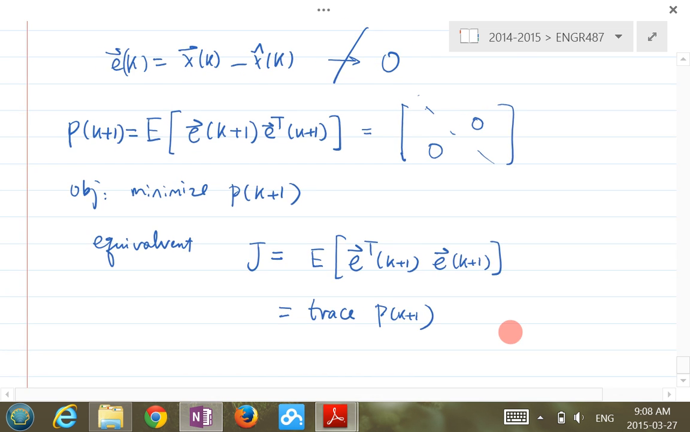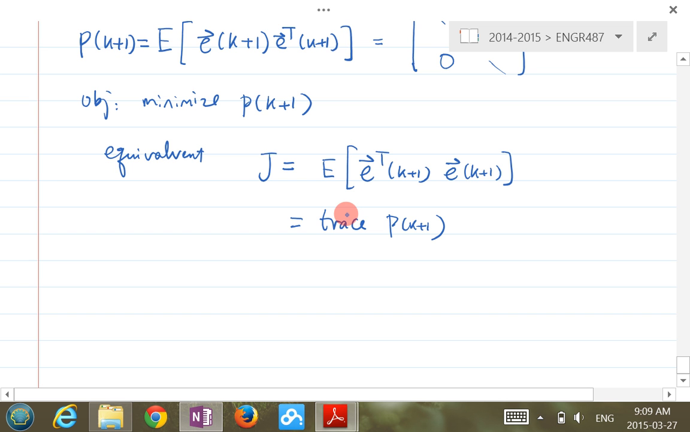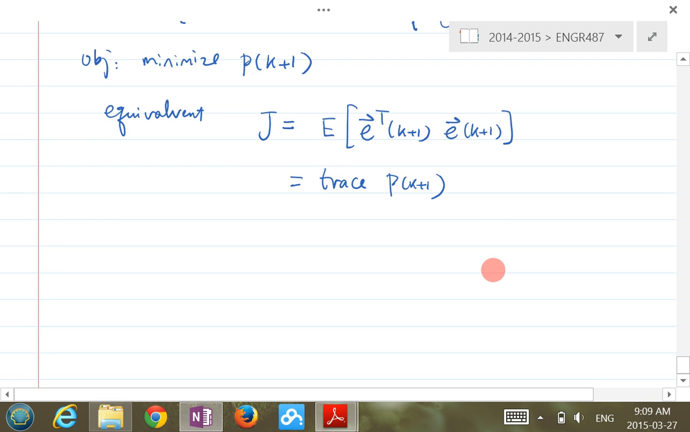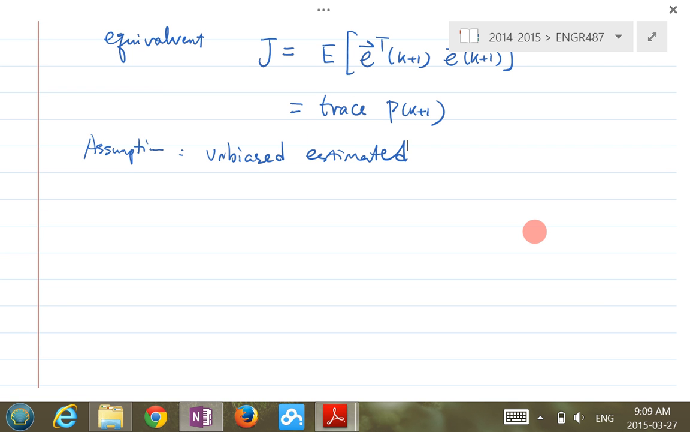So you see what I'm saying here. When you minimize this P, you minimize all the sigma here. If your performance index is this, then it minimizes the total sum of all the variances. And the other assumption that we're making here is what we call unbiased estimation. Don't be fooled by the wording here. You actually learned this already.